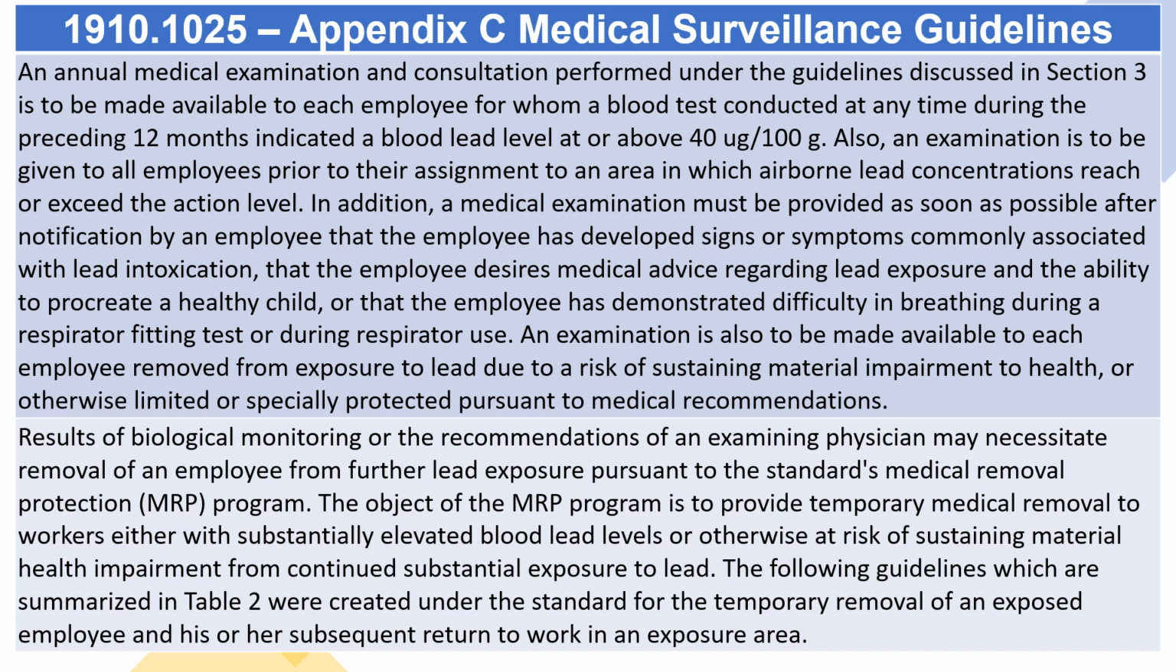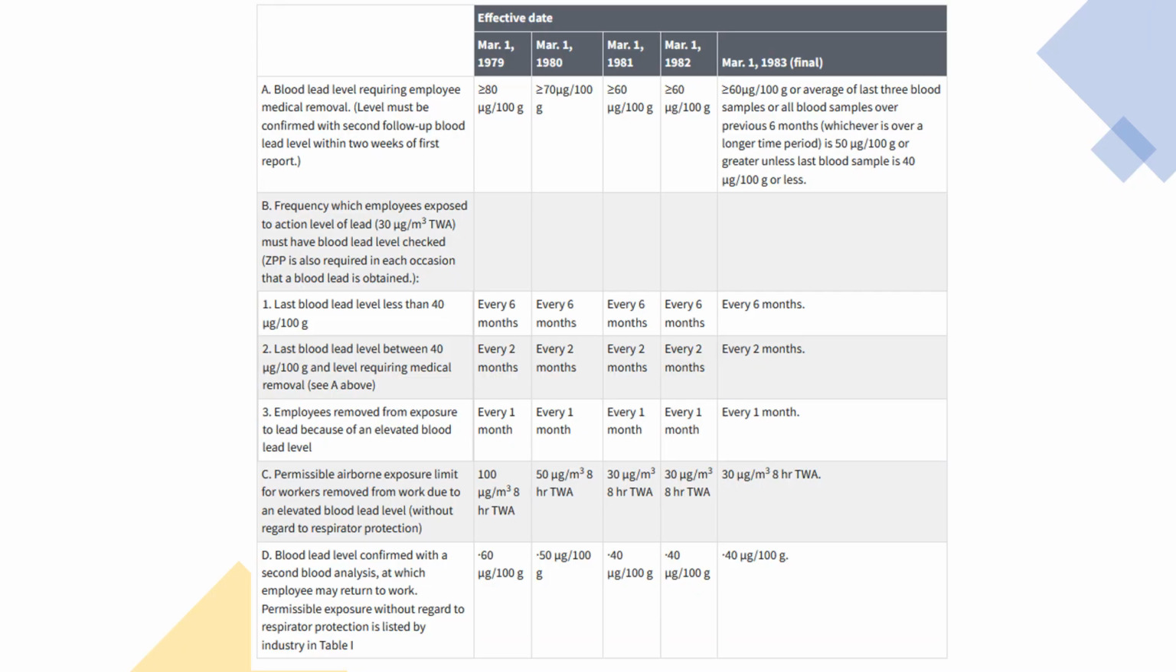The following guidelines, which are summarized in Table 2, were created under the standard for the temporary removal of an exposed employee and his or her subsequent return to work in an exposure area. A. Blood lead level requiring employee medical removal. Level must be confirmed with a second follow-up blood lead level within 2 weeks of the first report, if greater than or equal to 60 µg/100 g, or average of last 3 blood samples or all blood samples over previous 6 months, whichever is over a longer time period, is 50 µg/100 g or greater, unless last blood sample is 40 µg/100 g or less.